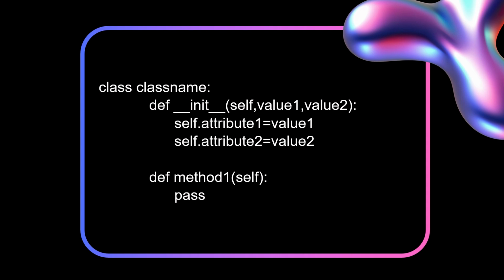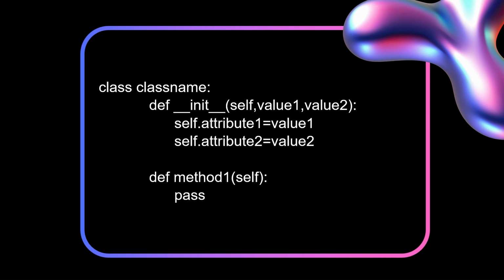Now, what is def method1(self)? It is a method inside the class, a function that works on the object. Self again refers to the object. Method1 is a placeholder name. You can replace it with something meaningful like start_engine, get_info, etc. Pass is a placeholder statement which here means do nothing for now. Useful when you haven't written the method's logic yet.